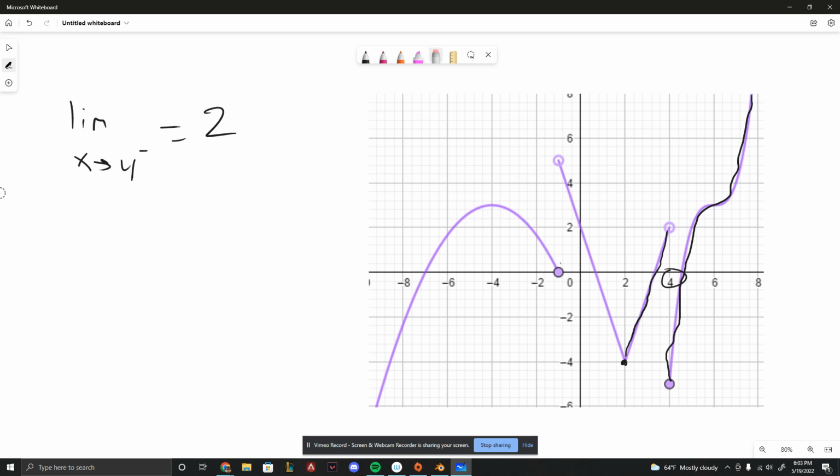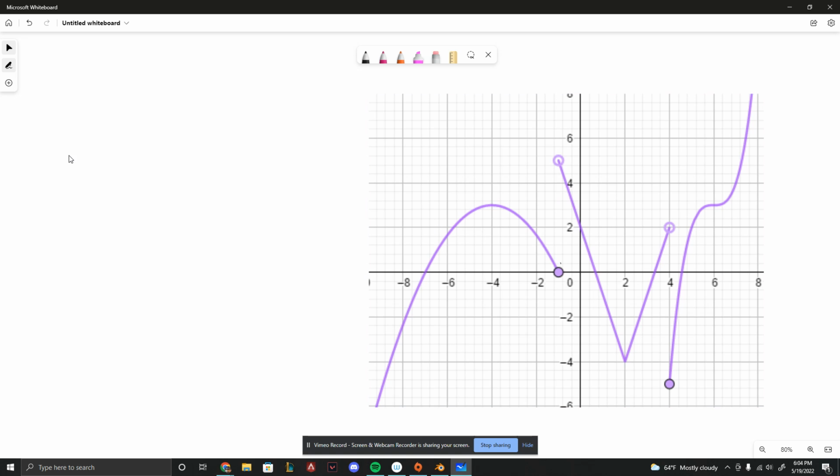Limits, when you're looking at them graphically, will usually be the trickiest on piecewise functions, but you'll see that's actually pretty simple once you get the hang of it. So, yeah, that's kind of what I have for you when it comes to piecewises.